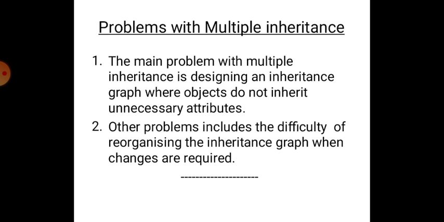Point number 2, the other problems include the difficulty of reorganizing the inheritance graph when changes are required. Students, you know, a system is always dynamic, changes do occur. So if changes occur, you have to change the multiple inheritance graph. So there again there is a difficulty. So these are the two problems with multiple inheritance.